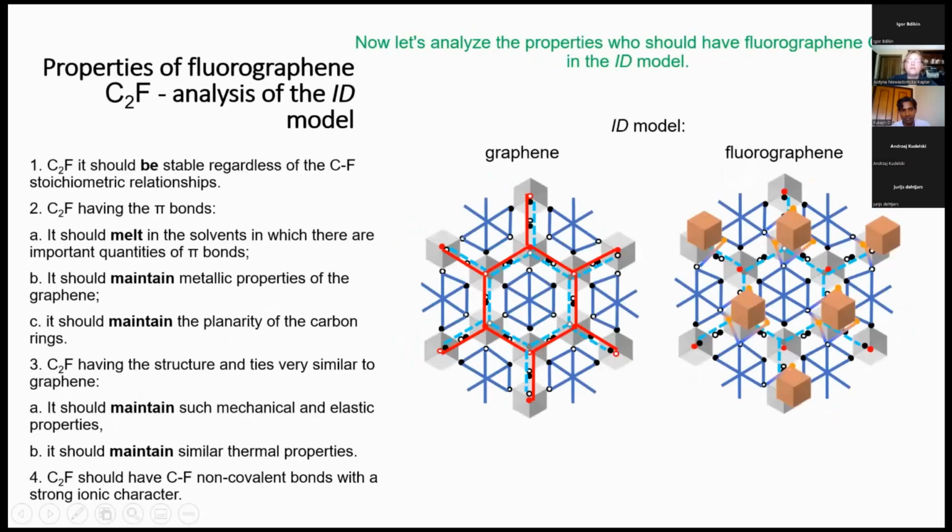On the contrary, in the ID model, fluorographene should be stable regardless of the carbon and fluorine stoichiometric relationships. Fluorographene ID having the pi bonds, it should melt in the solvents in which there are important quantities of pi bonds. It should maintain metallic properties of the graphene. It should maintain the planarity of the carbon rings. Fluorographene having the structure and ties very similar to graphene, it should maintain such mechanical and elastic properties. It should maintain similar thermal properties.